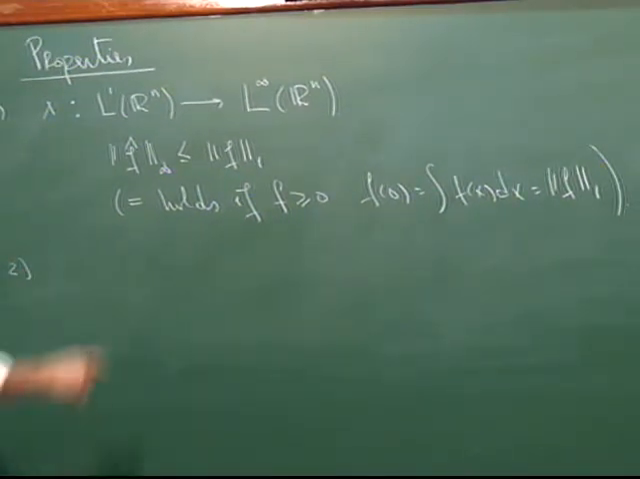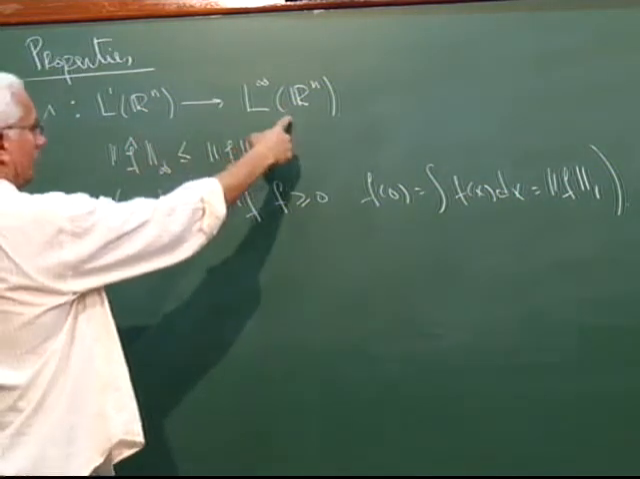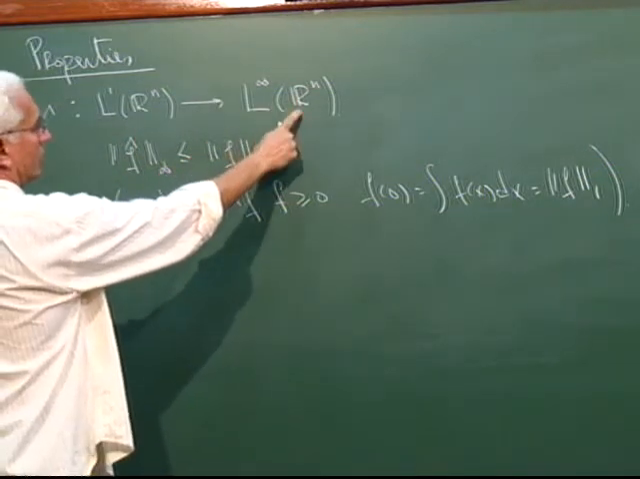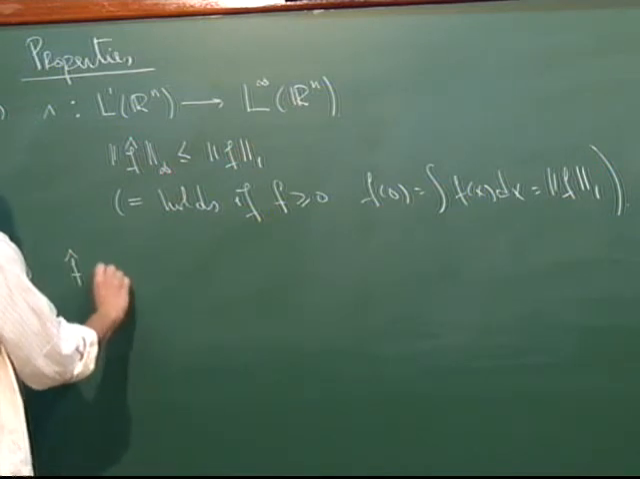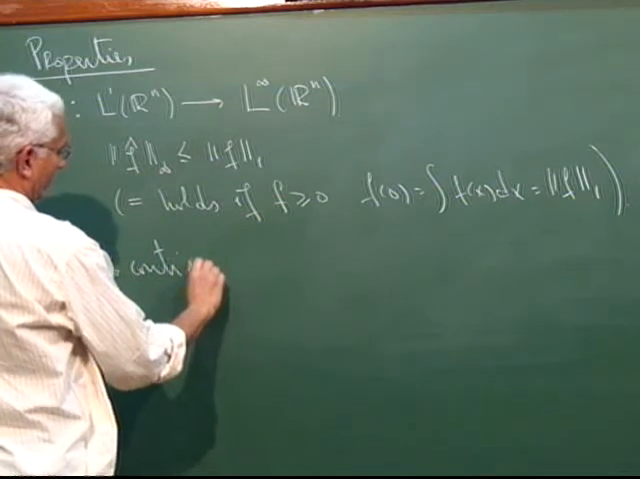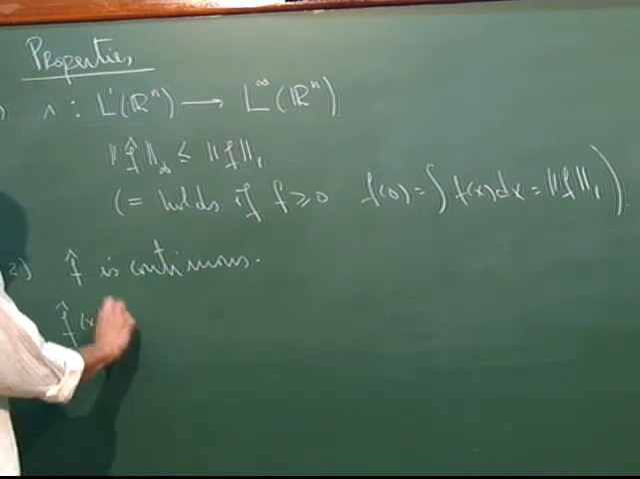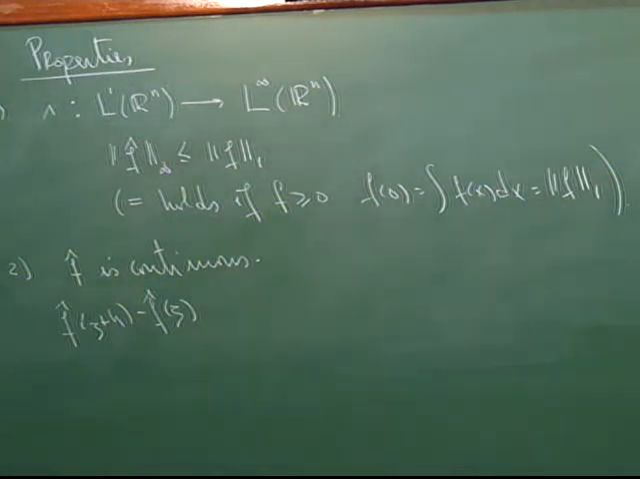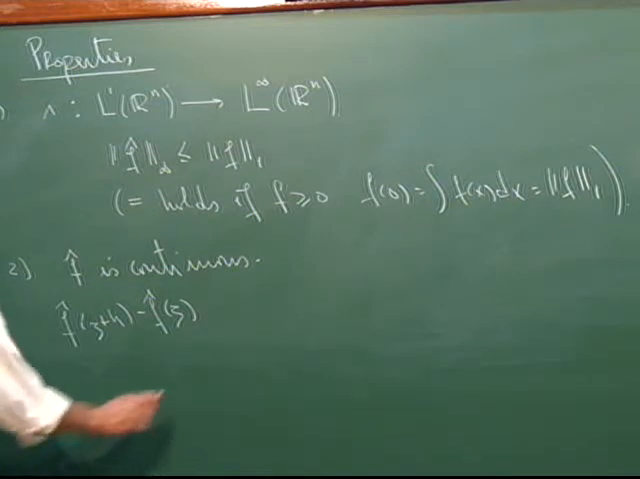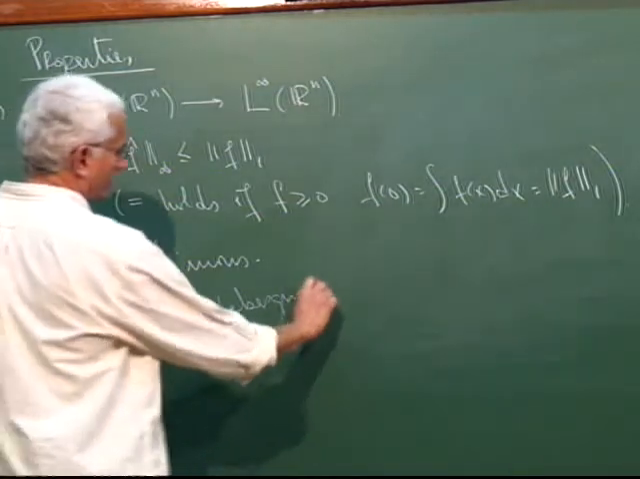Okay, the Fourier transform is a linear map from this space into that space, but in general, you are in a better space. You have that, in fact, f hat is continuous. If you write f hat of x plus h, minus f hat of x, and you apply one of the Lebesgue theorems, you will get that. You apply Lebesgue dominated convergence theorem.